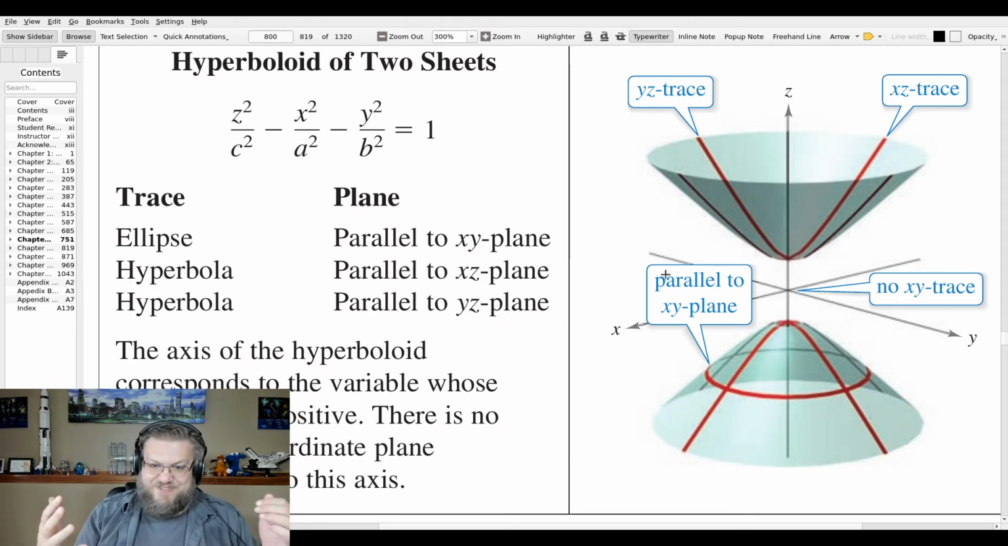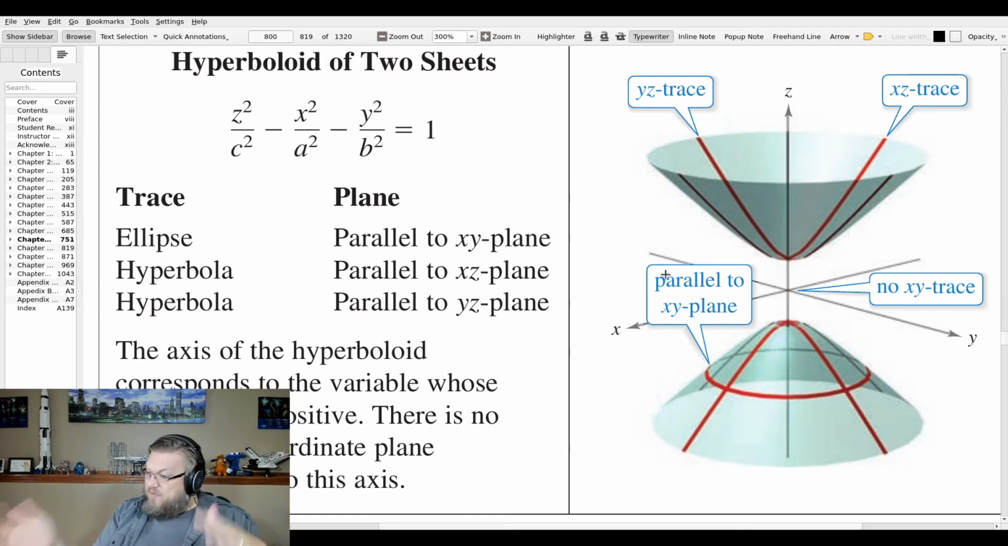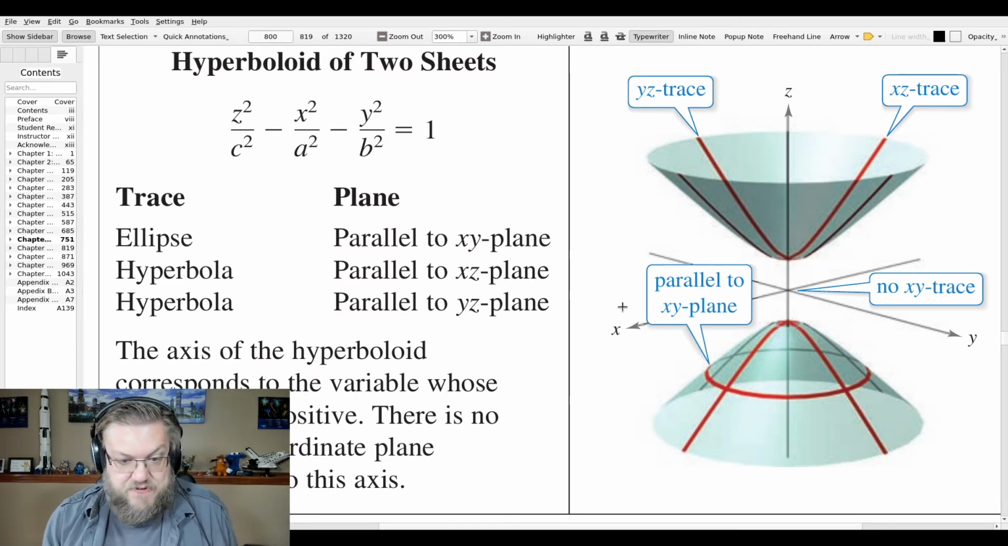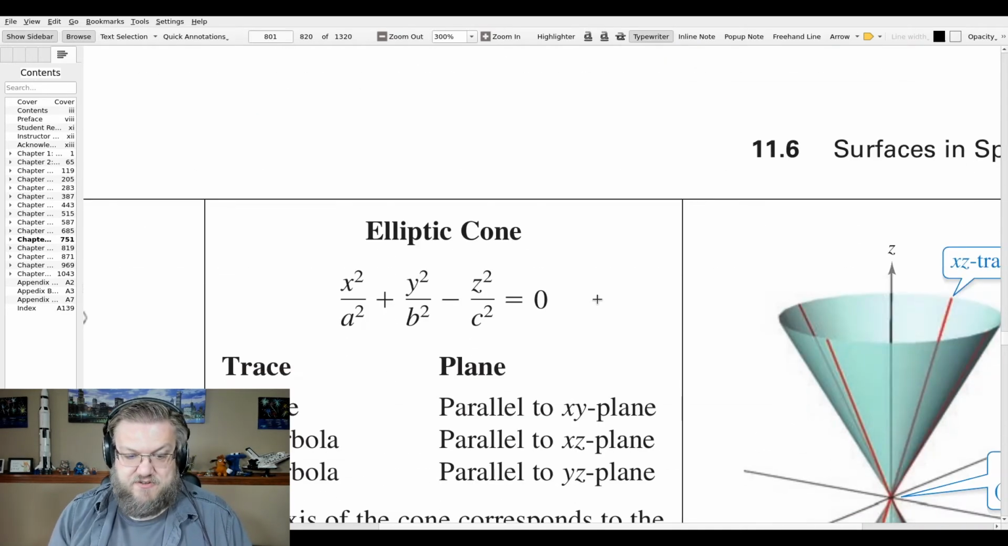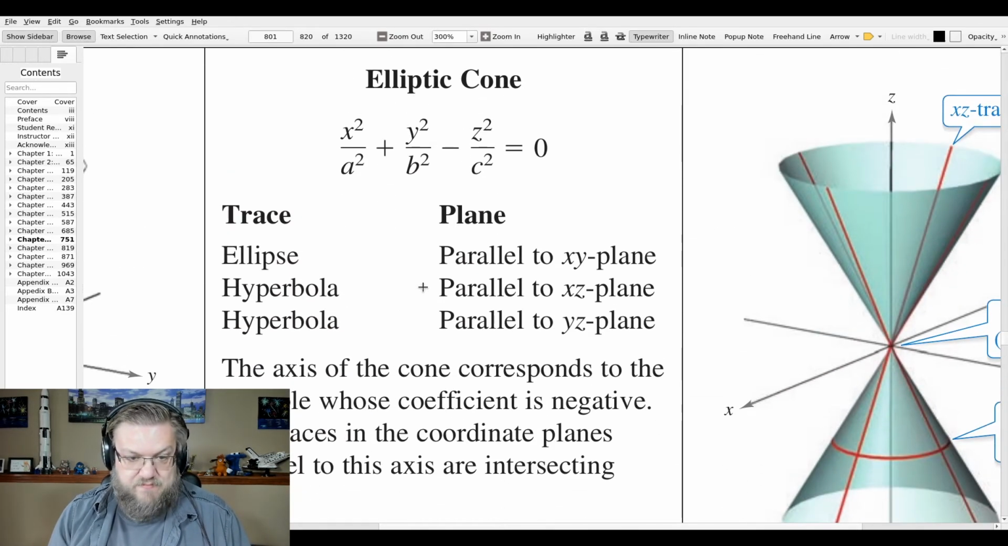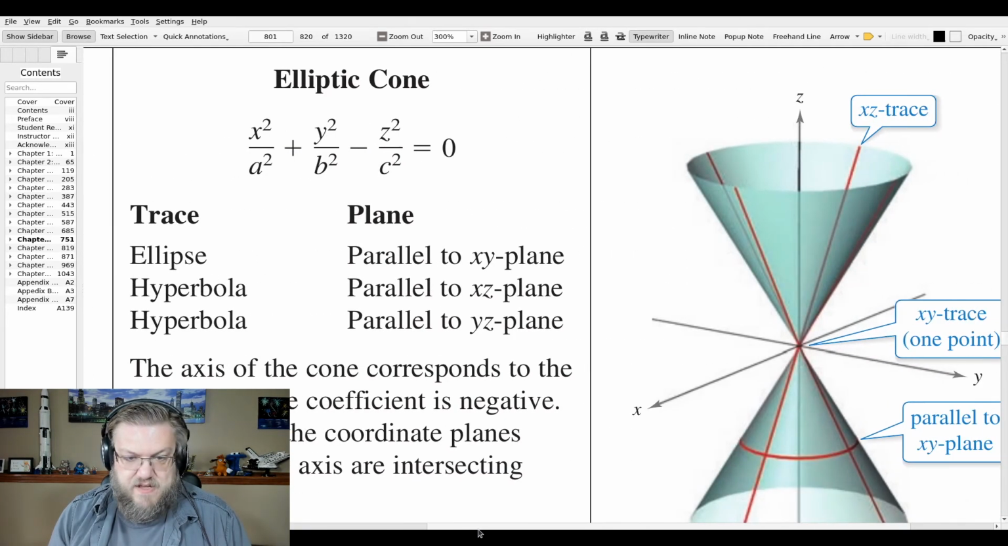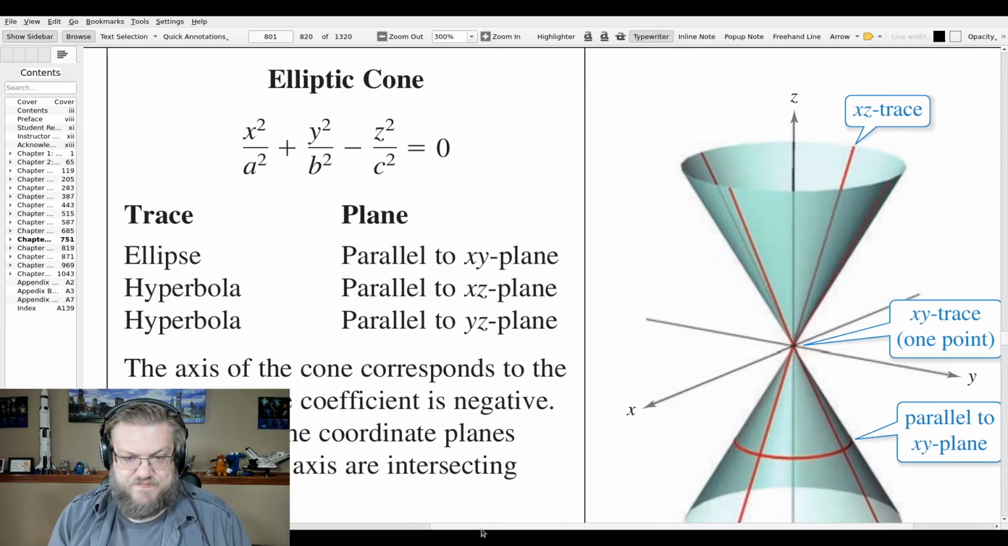This is how we handle quadric surfaces. We work with the formula and we work with traces, and it's like an investigation almost, investigating how this thing behaves. There's a few others here. I'm not going to go through all the detail. There's 3 more. Here we have an elliptic cone.